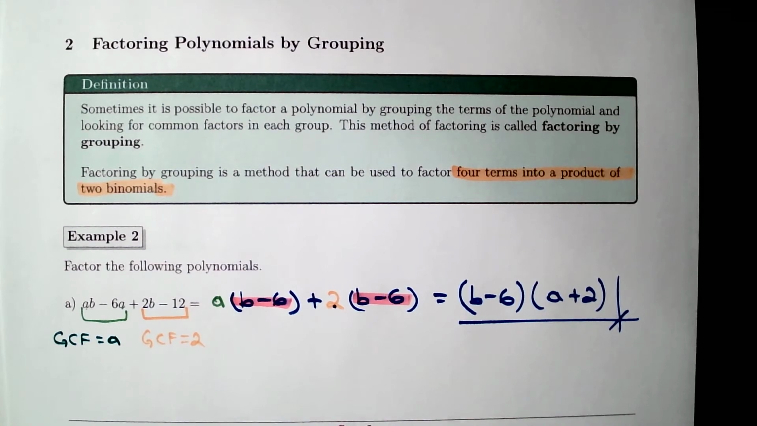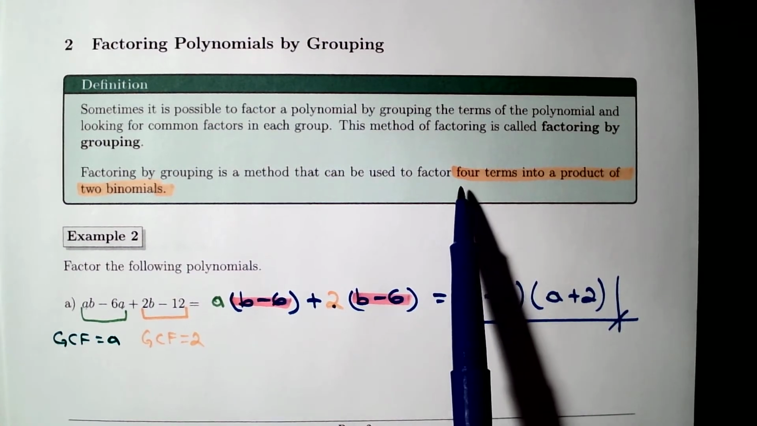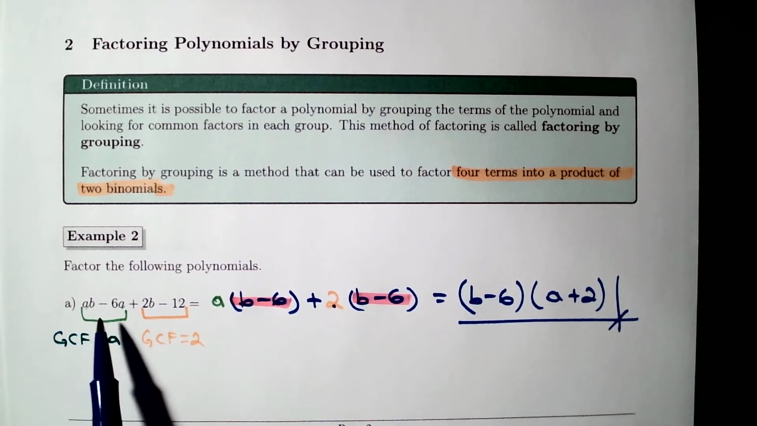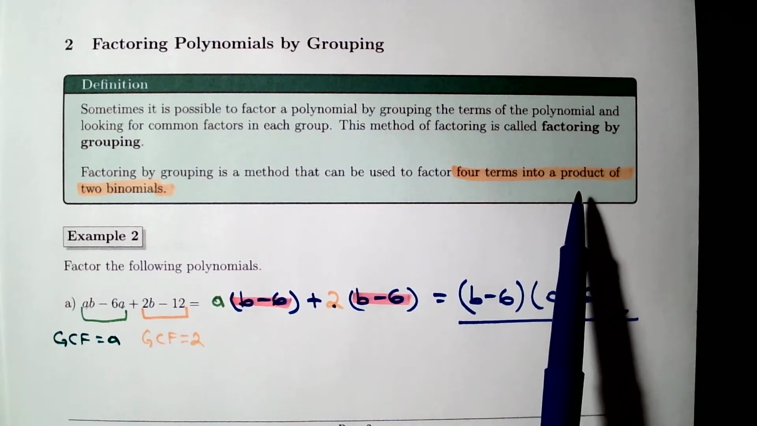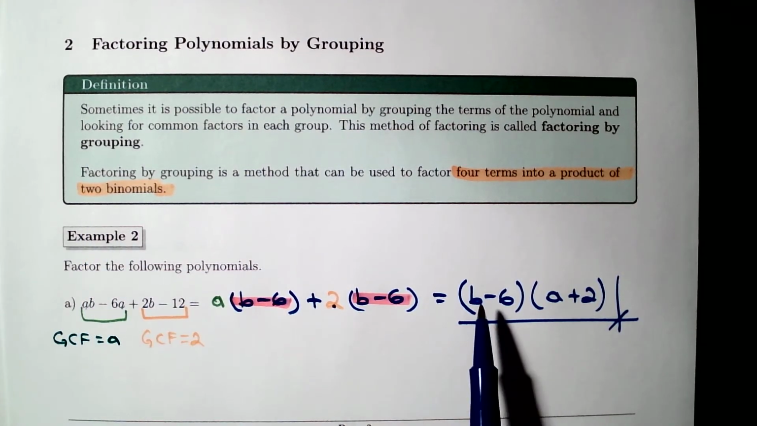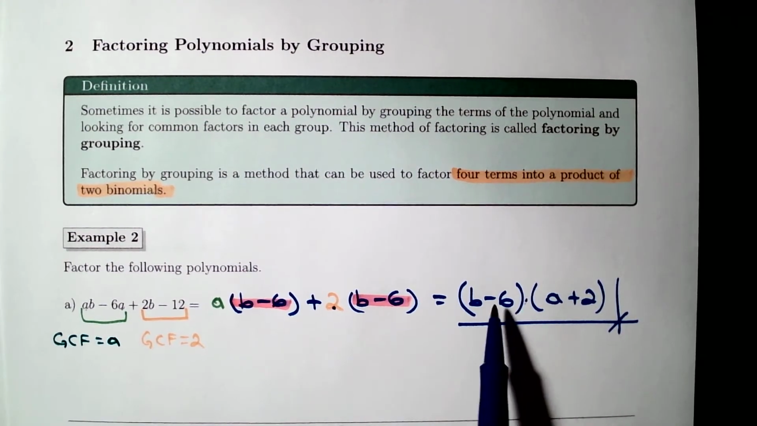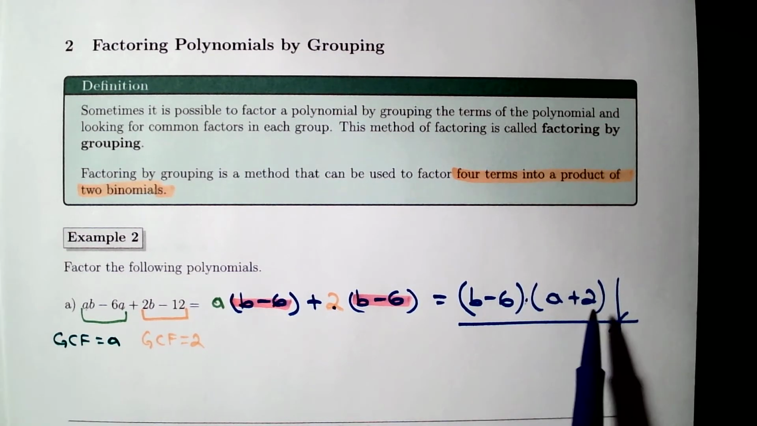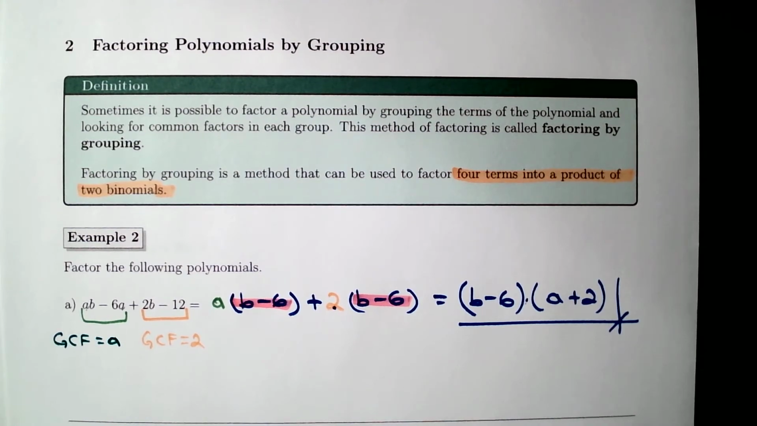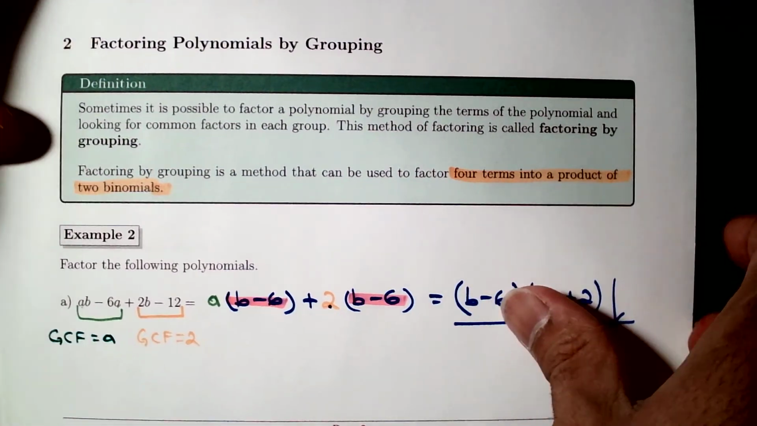Did we accomplish our goal? Factor 4 terms, 1, 2, 3, 4, into a product of two binomials. What do we have? We have the product, all right, of two binomials because each of them has two terms. Let's look at more examples on the next page.